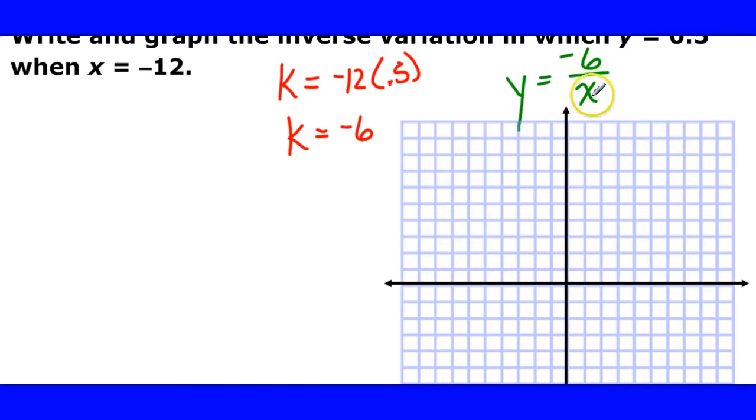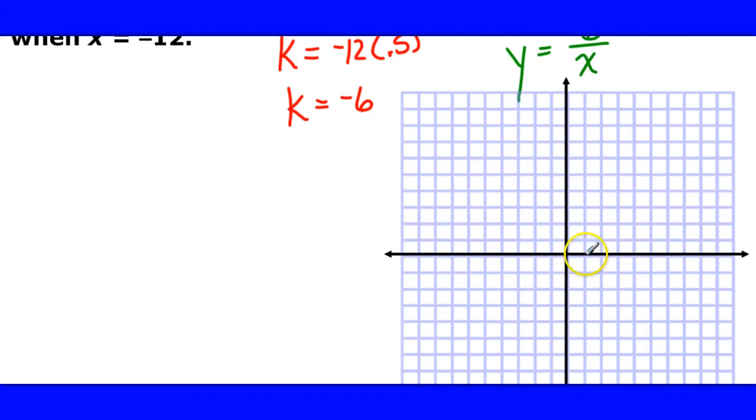If I put a 1 in here for x, then I get a negative 6 for my y value. So 1, negative 6, 1, 2, 3, 4, 5, 6. All right. If I put a 2 in there, I get a negative 3. If I put a 3 in there, I get a negative 2. If I put a 6 in there, 1, 2, 3, 4, 5, 6, I get a negative 1. Okay, that's going to give me enough to draw that part of the graph.